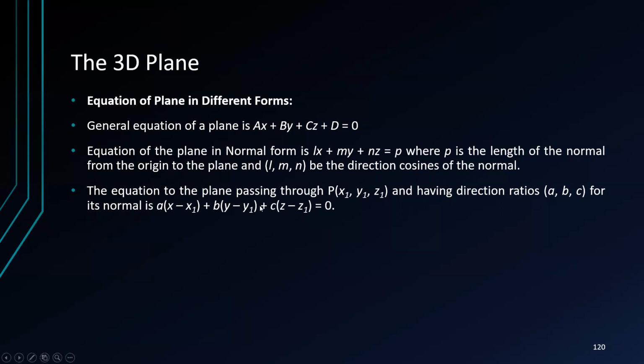The equation of the plane passing through the point (x1, y1, z1) and having direction ratios a, b, c for its normal is a times (x minus x1) plus b times (y minus y1) plus c times (z minus z1) is equal to 0.